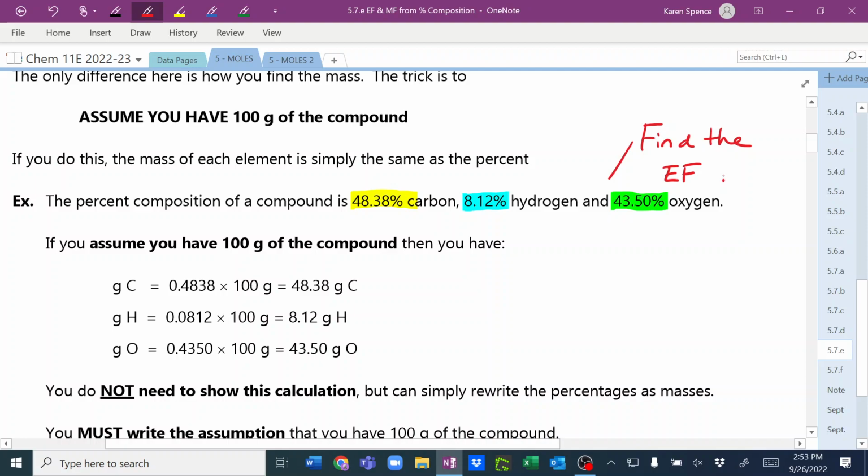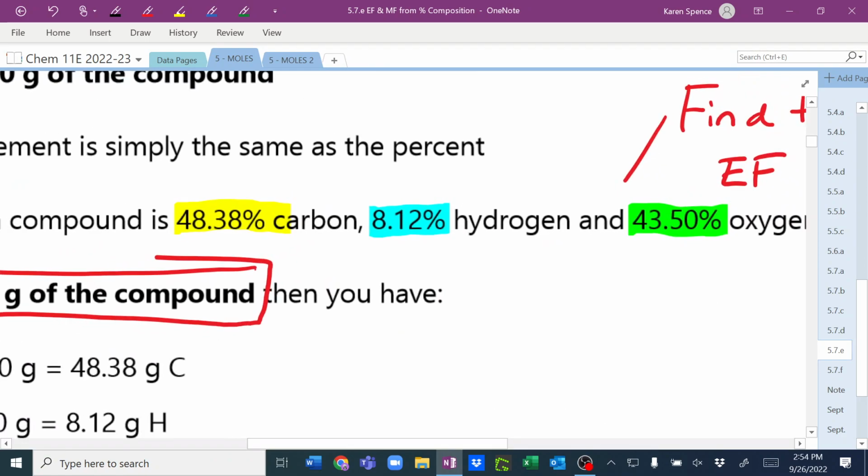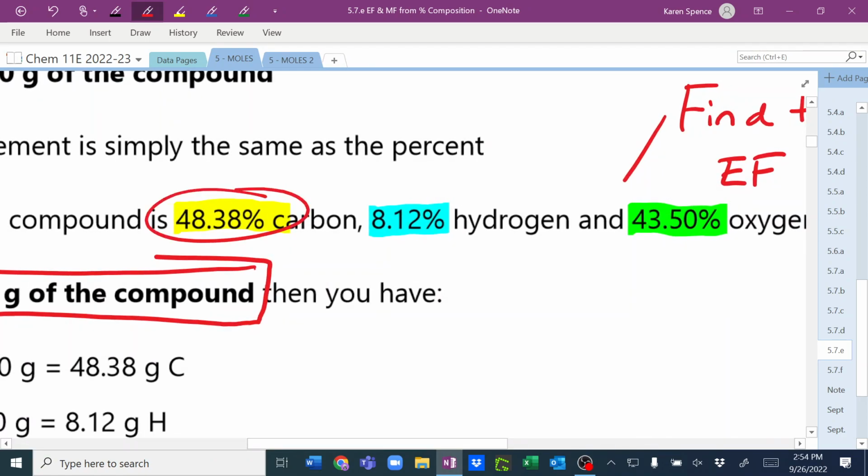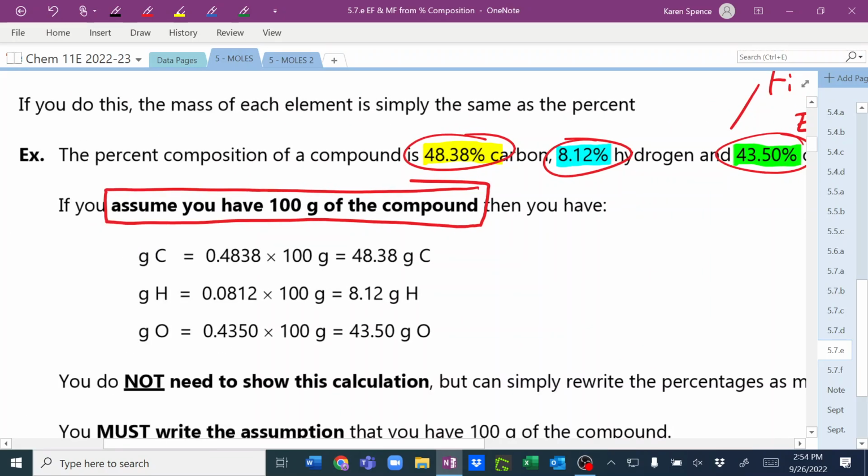The only thing you have to do differently than you did in the questions you did like last week and over the weekend is assume that you have 100 grams of the compound, because if you have 100 grams of the compound, how many grams of carbon do you have? 48.38. How many grams of hydrogen? 8.12. And how many grams of oxygen? 43.50. So the only thing I need to stress with you is that you must write this assumption down, or you will lose like a half a mark or something like that.